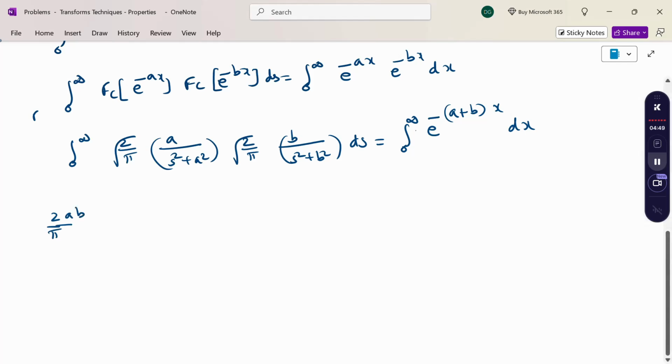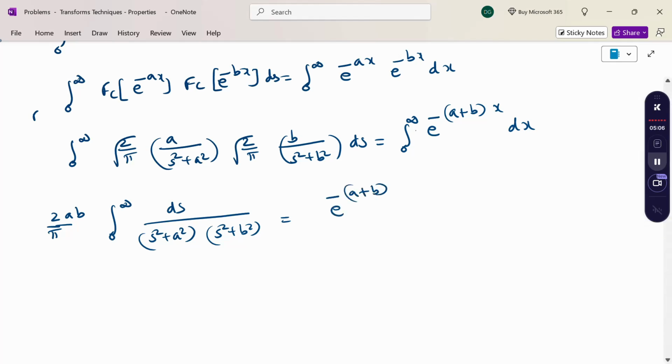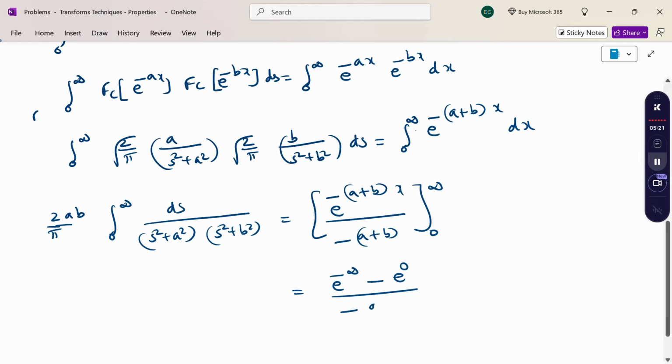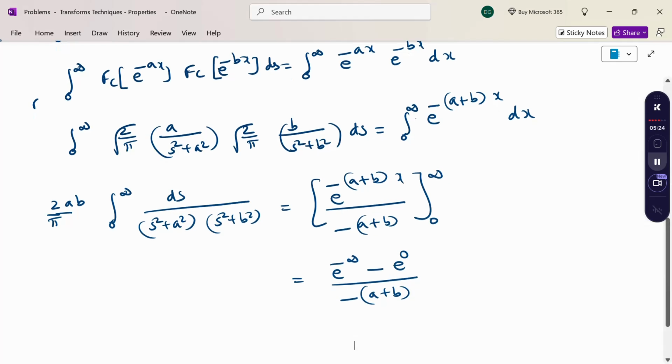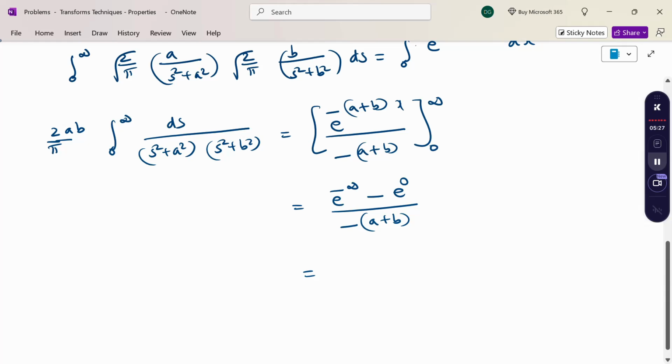Therefore the integral from 0 to infinity of ds by (s square plus a square)(s square plus b square) equals the right hand side integration, e power minus (a plus b) into x, which is nothing but 1 by (a plus b) divided by minus, limit 0 to infinity. When I substitute upper limit minus lower limit, e power minus infinity minus e power 0, divided by minus (a plus b). Then e power minus infinity is nothing but 0, e power 0 is 1, so 1 by (a plus b).